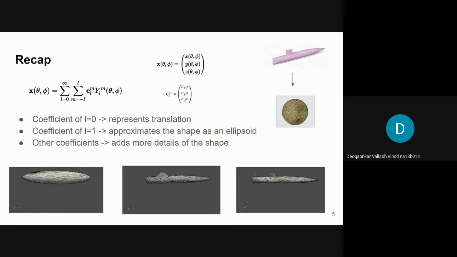Like these 900 coefficients that we will finally get, those we will have to predict, right?